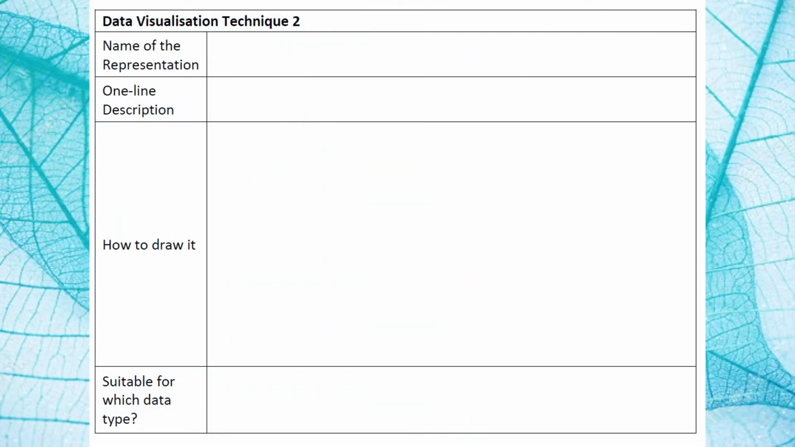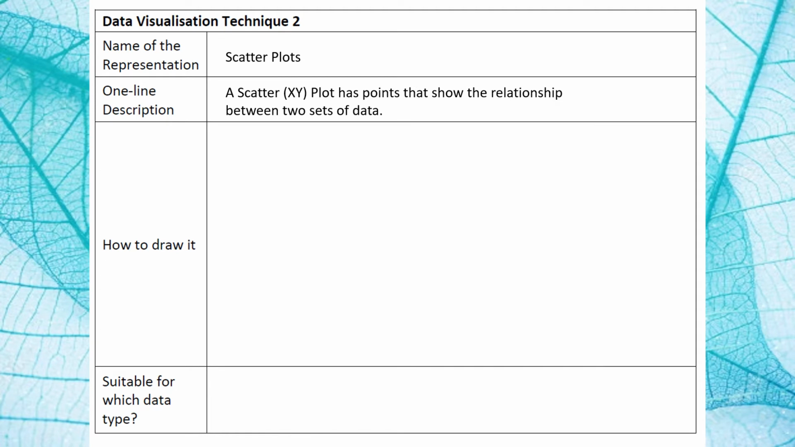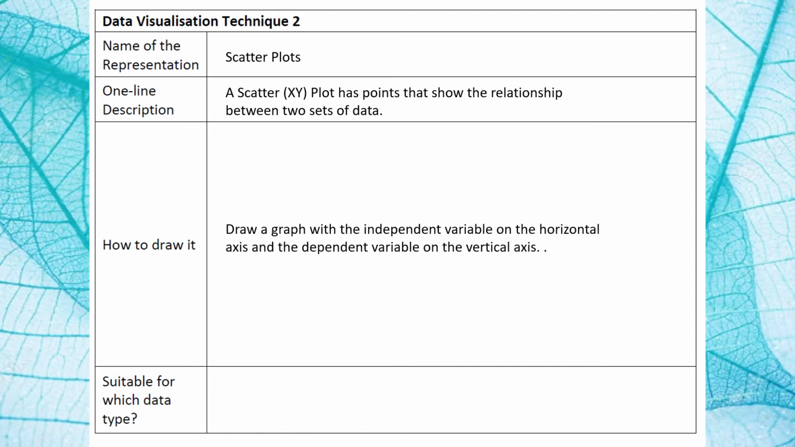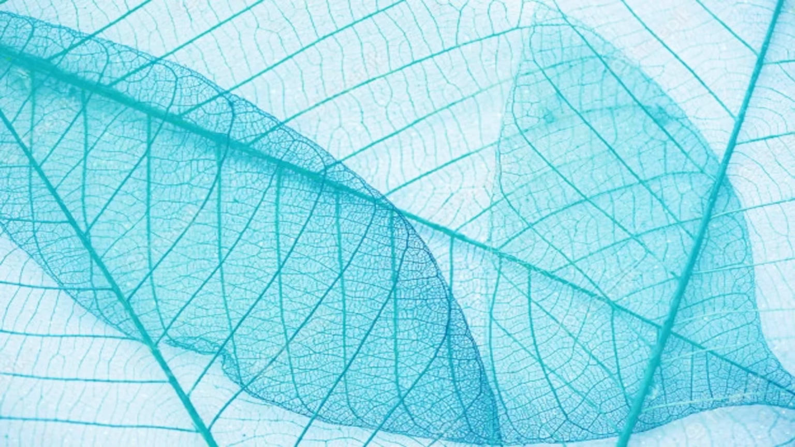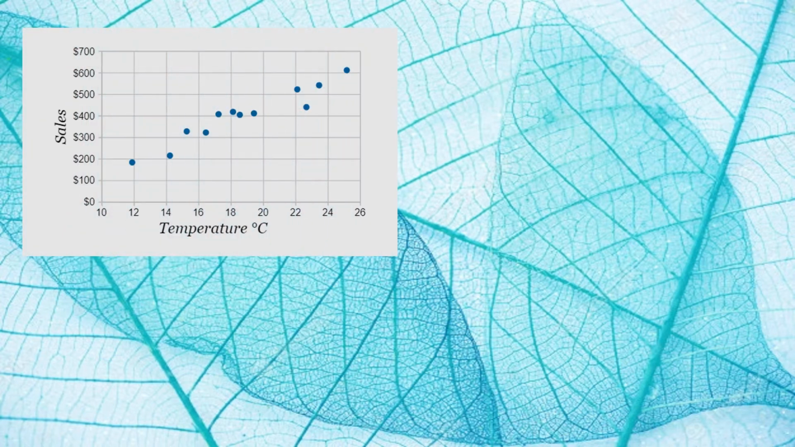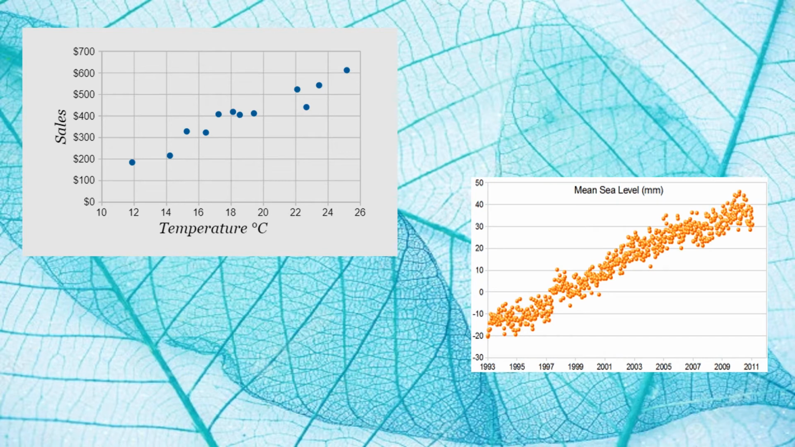Data visualization technique 2 is the scatter plot. A scatter plot has points that show the relationship between two sets of data. Draw a graph with the independent variable on the horizontal axis and the dependent variable on the vertical axis. These are suitable to represent the patterns and the relation. These are the different types of scatter plot. First one is temperature versus sales, to represent the sales of ice cream, and then this is the mean sea level.